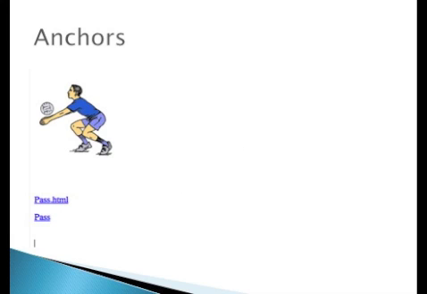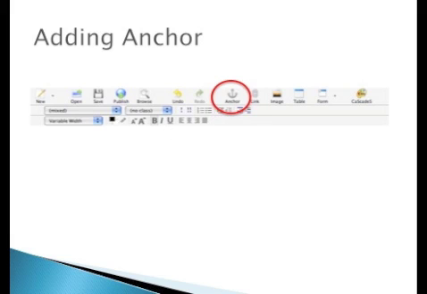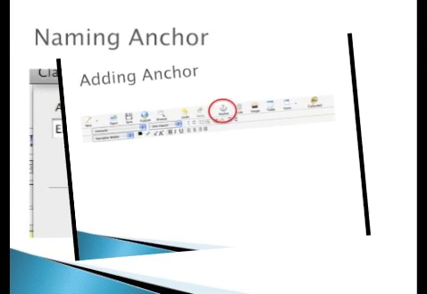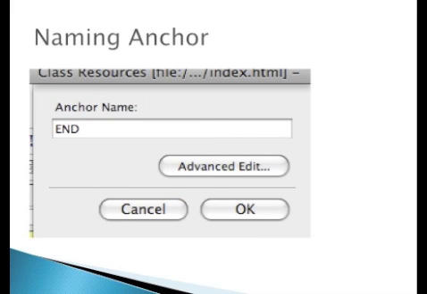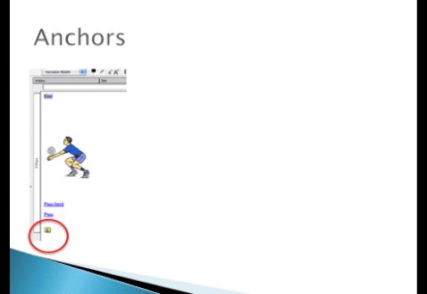Now, let's look at anchors. Anchors allow you to link to specific places on a page. So the first thing you need to do is to name an anchor or add an anchor. So click on the anchor icon, give it a name. In this case, we are naming it END, E-N-D. Click on OK. And you see that we actually have the anchor there.